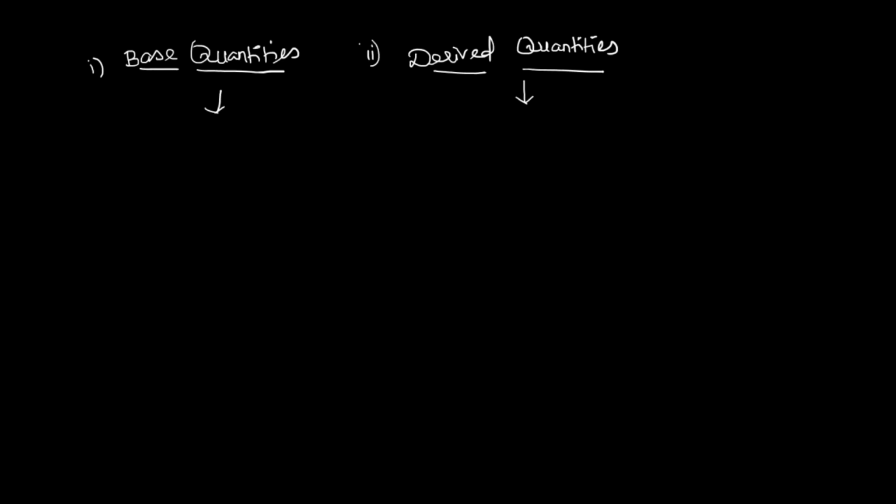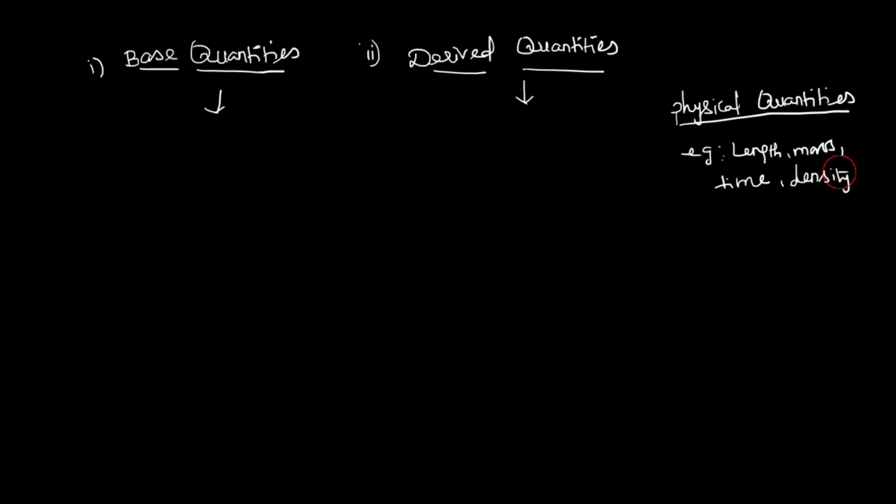Before going to the base quantities, we should know what is meant by physical quantities. All those quantities, for example length, mass, time, density and so on, those quantities that can be measured are called physical quantities.